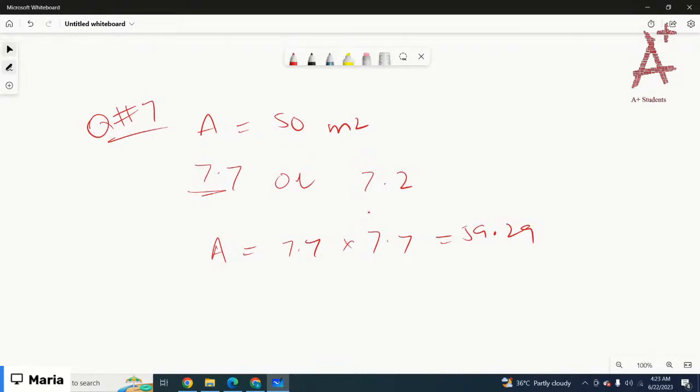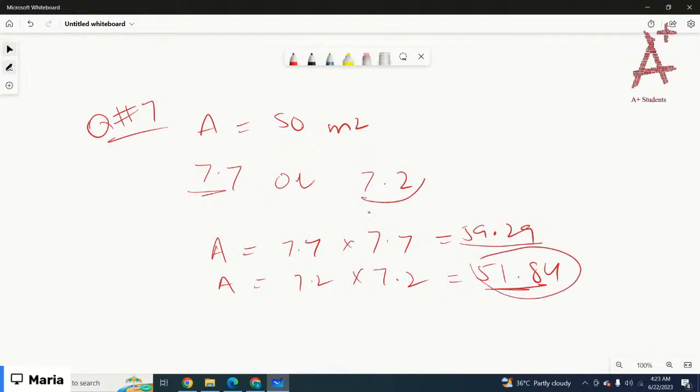Then the second one is 7.2. It would be 7.2 times 7.2, so that would be 51.84. That means 50 is less than 51.84 and also less than 59.29. Got it? But 50 is nearer to 51.84. That means the correct option is 7.2. The side length would be 7.2. Got it?